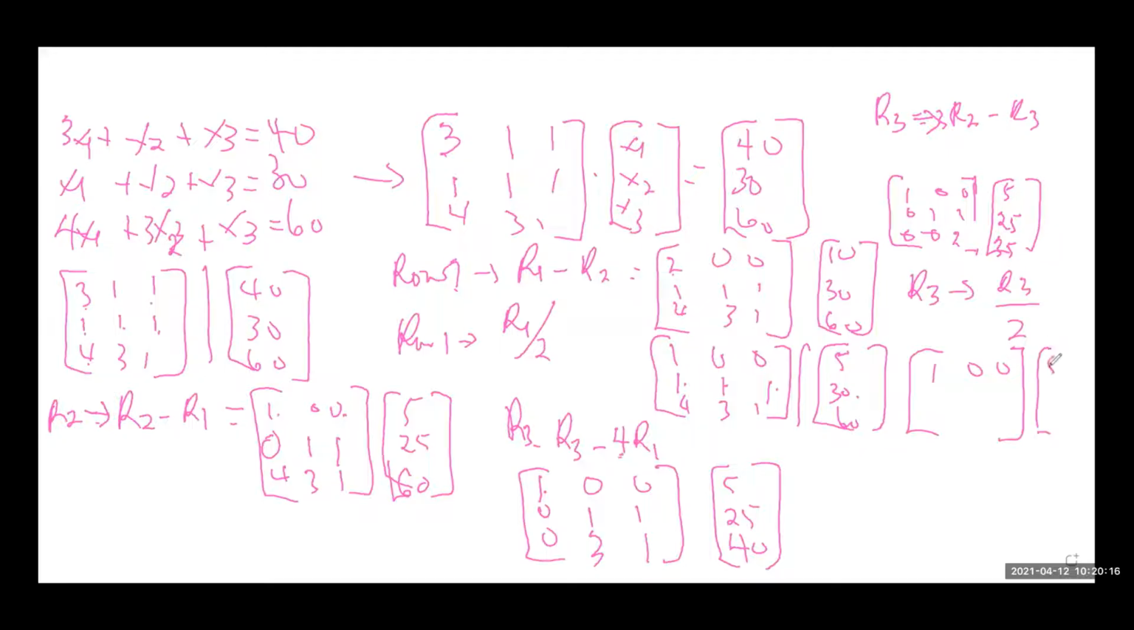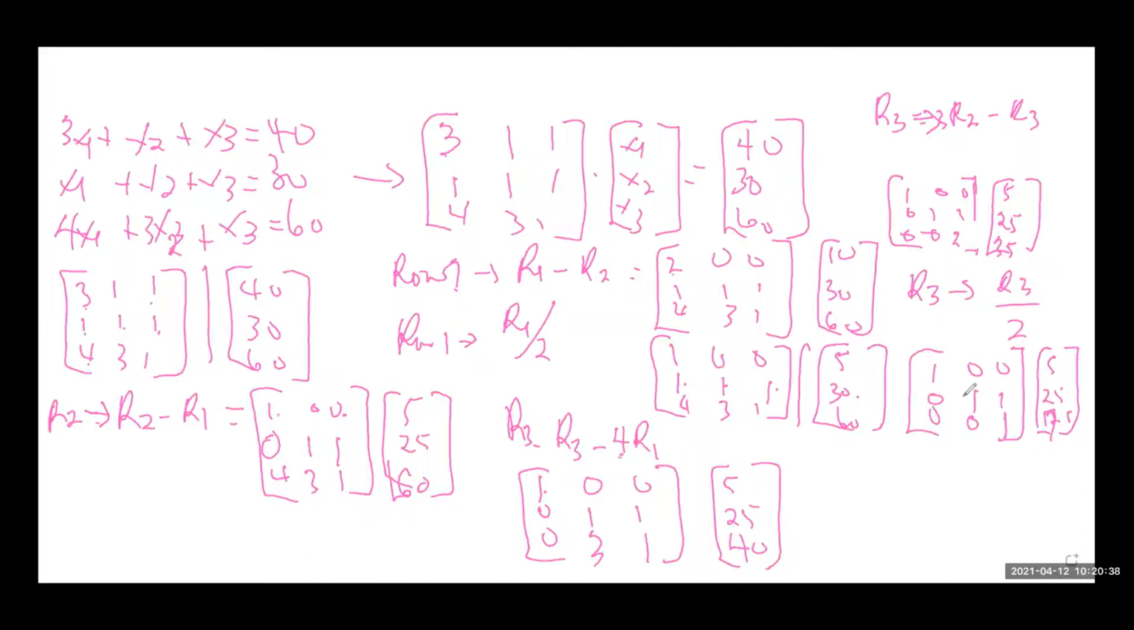I have here 5. 0, 1, 1, 25. So 0 divided by 2 is 0. 0 divided by 2 is 0. 2 divided by 2 is what? 1. 35 divided by 2 will give you 17.5. So at least we've dealt with row 1 and row 3.